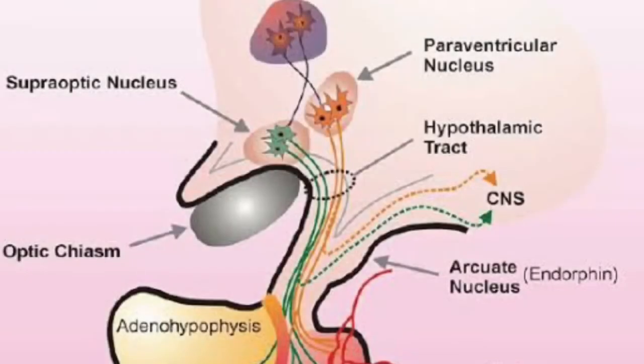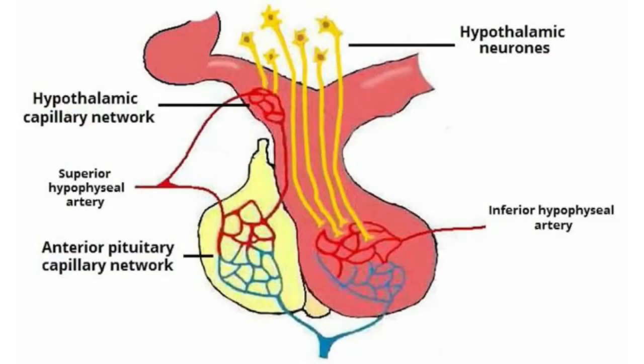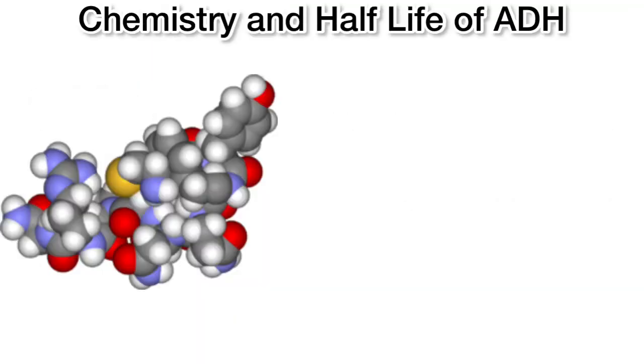As for the source of antidiuretic hormone, it is secreted by the supraoptic nucleus of the hypothalamus and also in small quantity by the paraventricular nucleus. From this point of secretion, which is the supraoptic nucleus and the paraventricular nucleus, the hormone will now be transported to the posterior pituitary gland by the hypothalamo-hypophyseal tract, by means of an axonic flow. So let's talk about the chemistry and the half-life of this hormone.